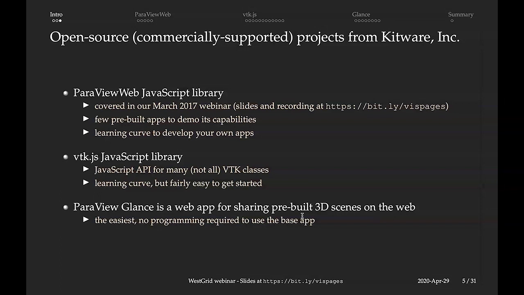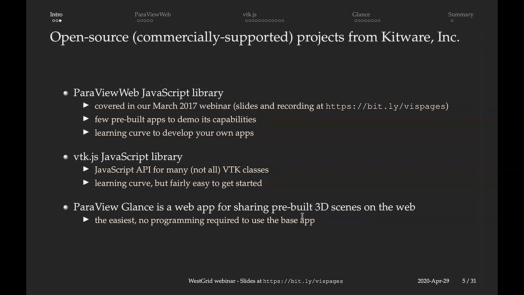Three years ago, in March 2017, I actually gave a webinar on ParaViewWeb. ParaViewWeb is a JavaScript library that you can use to build your own website. And this is a client, so you'll build your own client-side website that can optionally connect to a remote ParaView server. And that way, you can actually do pretty powerful visualization in a web browser, and all heavy lifting, rendering, and data processing will be done by the remote server. VTK.js is a JavaScript library.